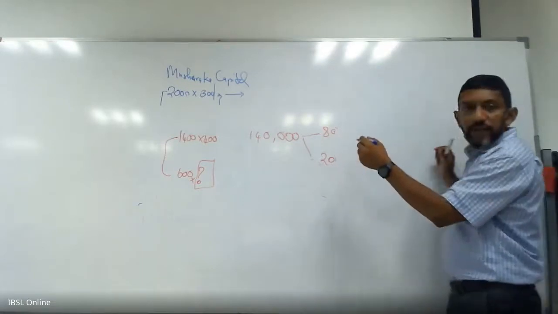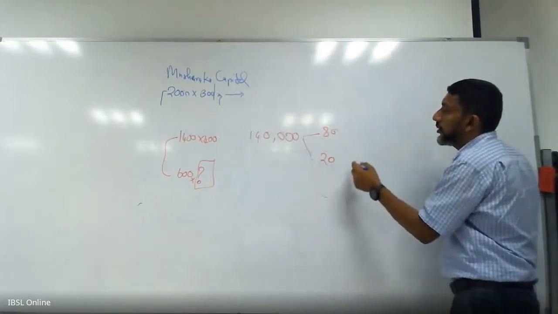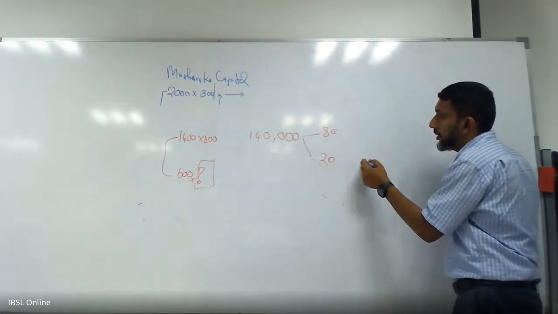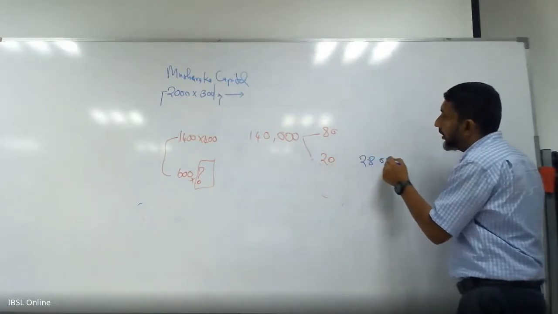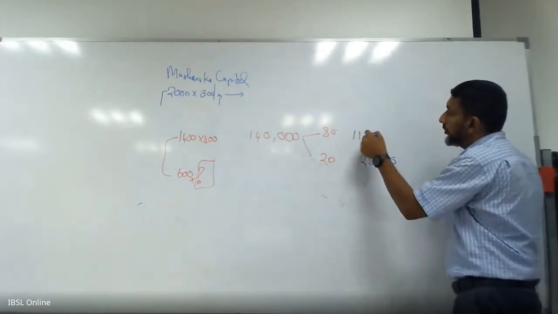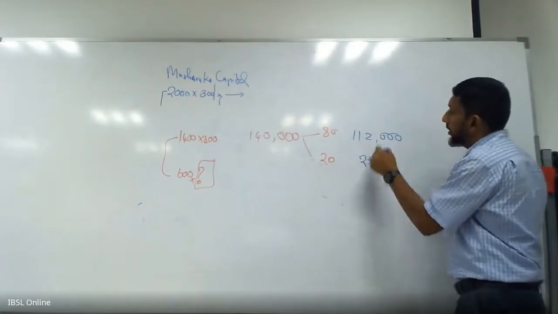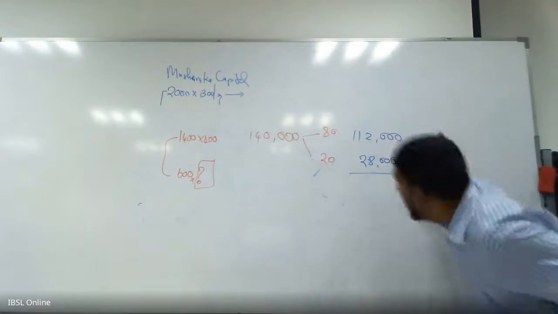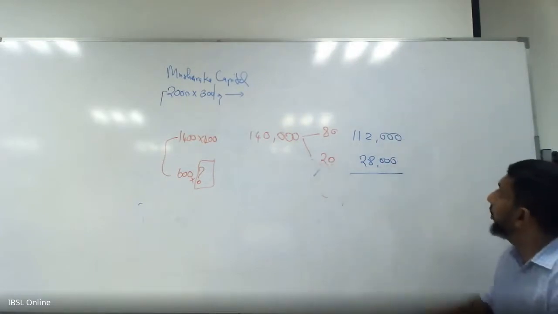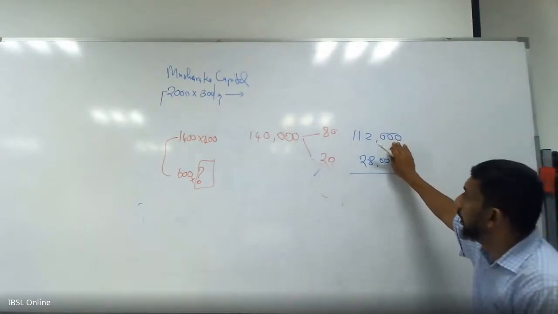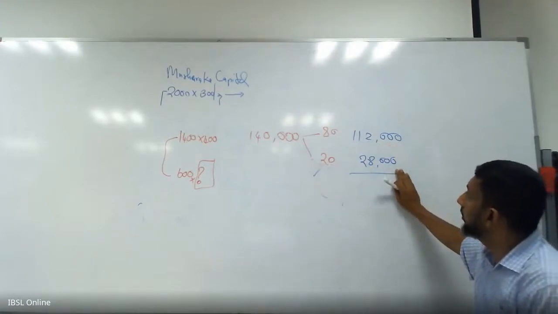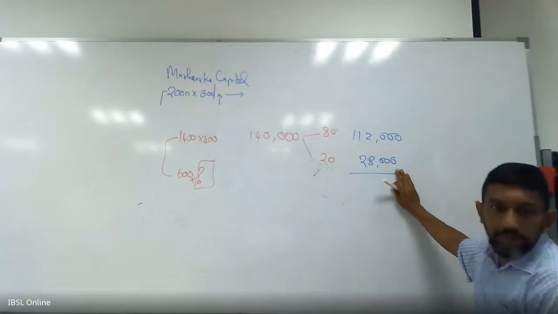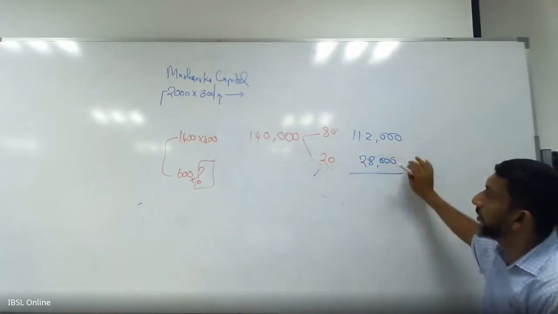So 80% for the customer. So 20% for the bank. 20% is 28,000. Is this right? This is the distribution. Is this right? This is the distribution of profits, 80% for the customer and 20% for the bank. So that can be calculated, right?